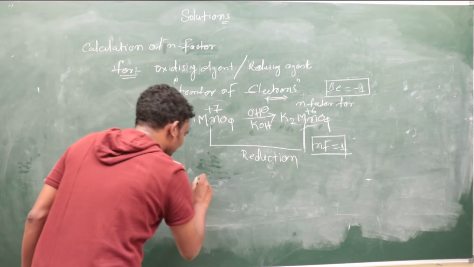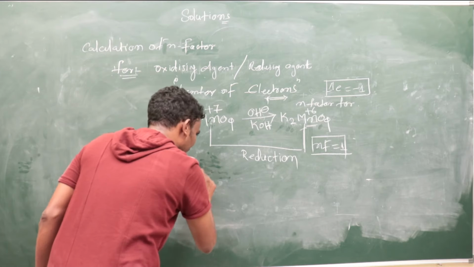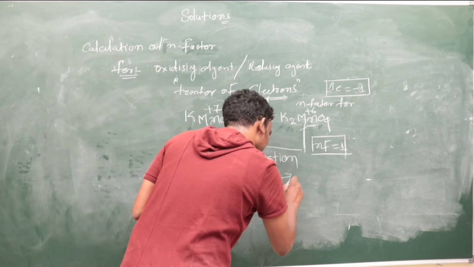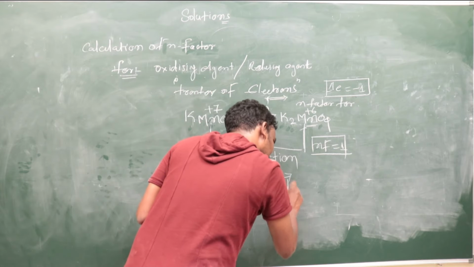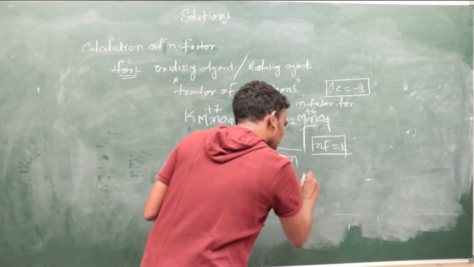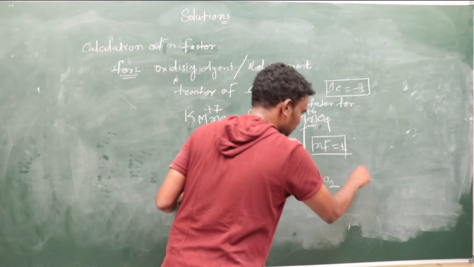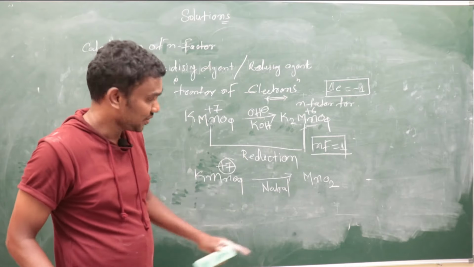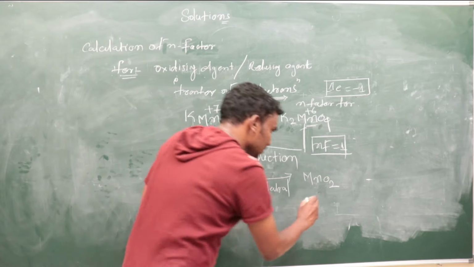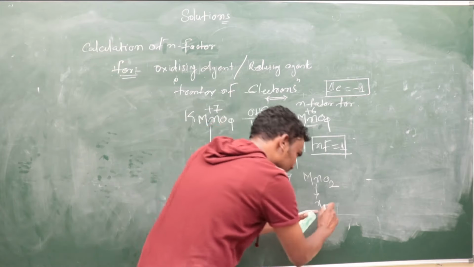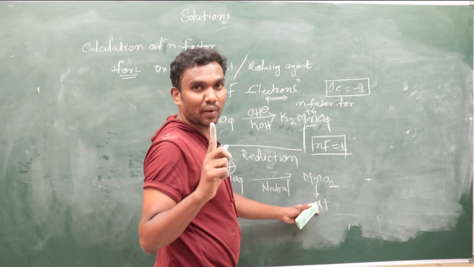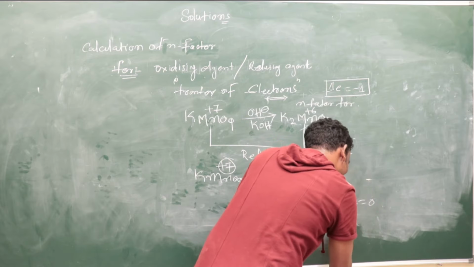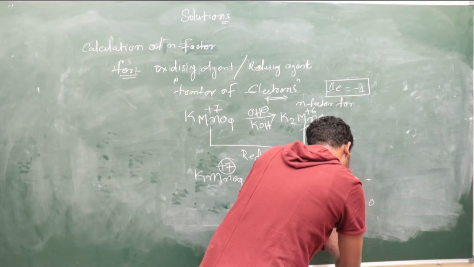Next, basic medium. Sorry, basic medium is finished. Next, acidic medium. Sorry, acidic medium also finished. Neutral medium, sir. So what happens? MnO2. See, here +7 we already calculated. MnO2, this is X. Keep plus as usual. One oxygen is -2, so X plus 2 times -2 is equal to 0. So X is equal to +4, sir. That's all.